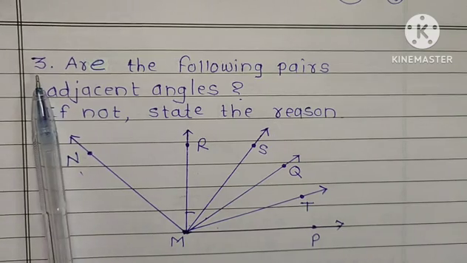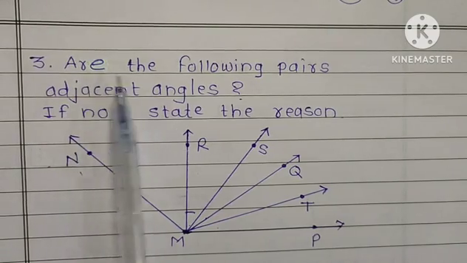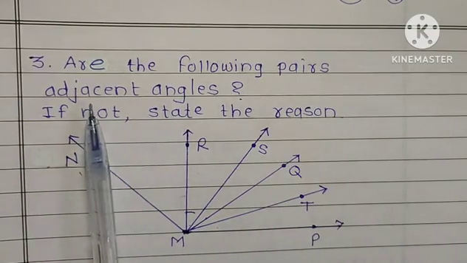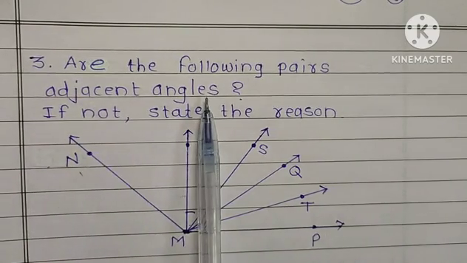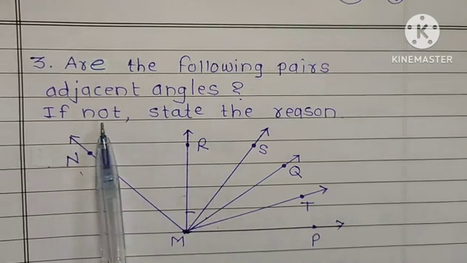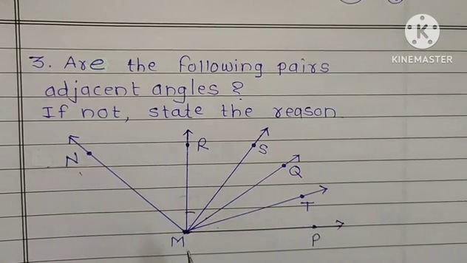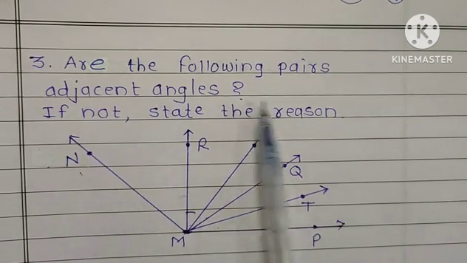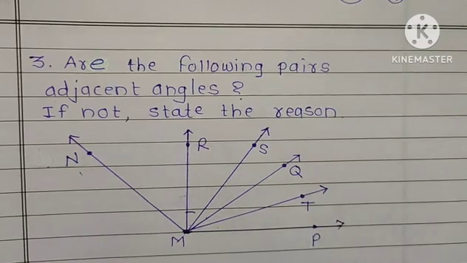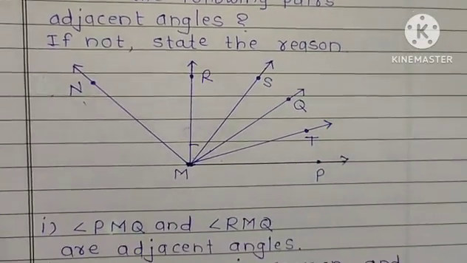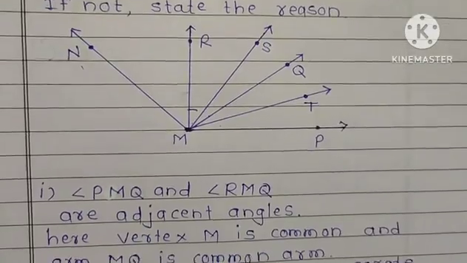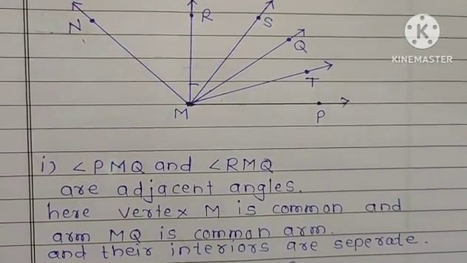Question number 3. Are the following pairs adjacent angles? If not, state the reason. Figure is given and questions asked on this figure are as follows.